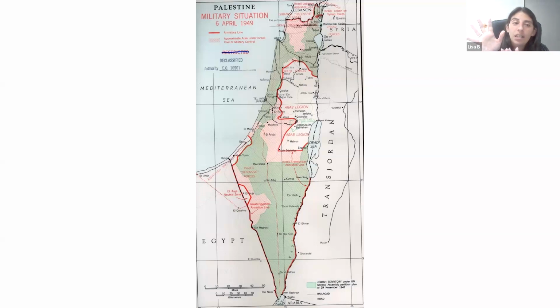Jordan will incorporate the West Bank. In fact, they like triple their population overnight when they take over the West Bank. They inherit millions of people in the West Bank, and they give them citizenship and they give them rights. I don't want to say it's hunky-dory, but it's pretty equal. The situation in Gaza is very, very different.